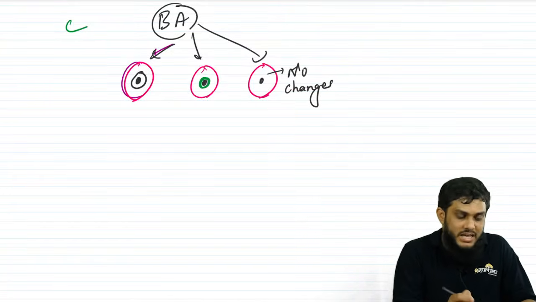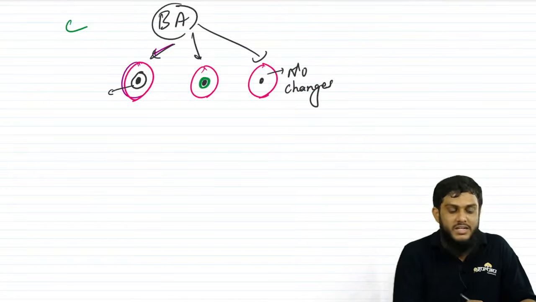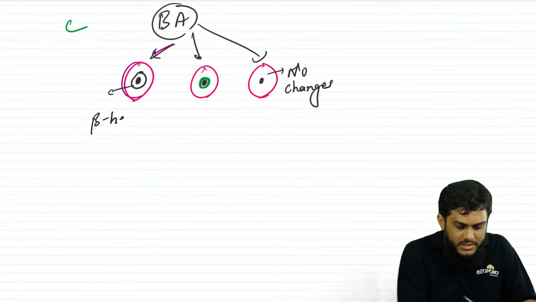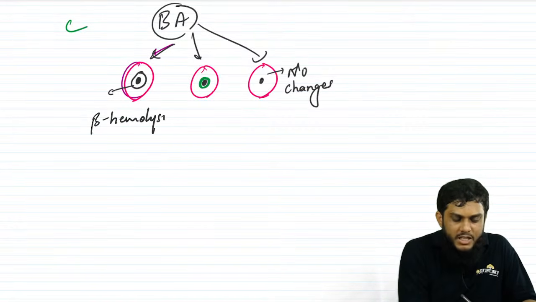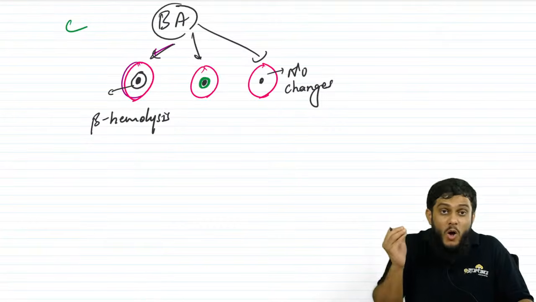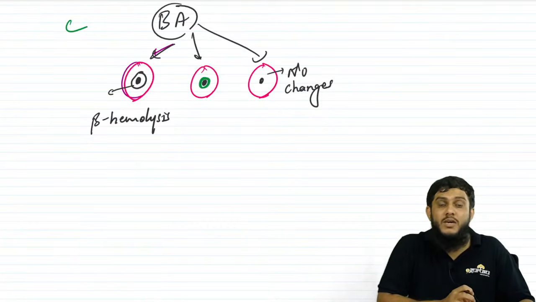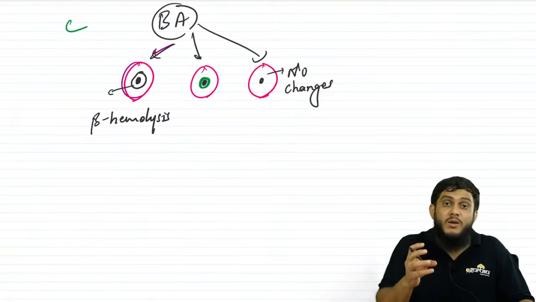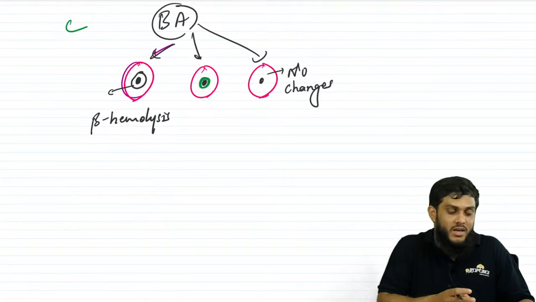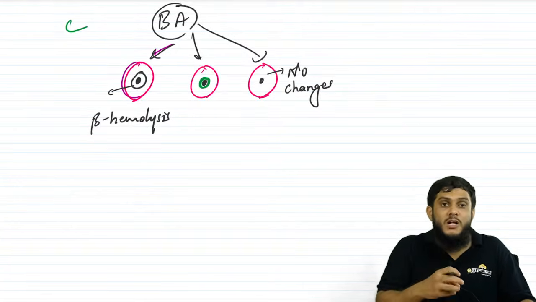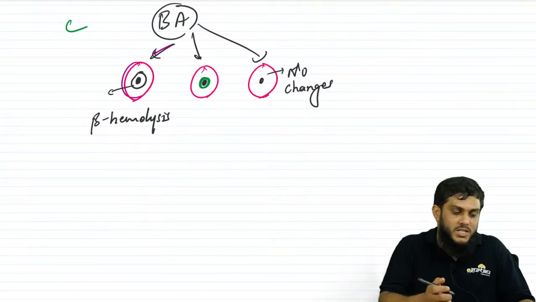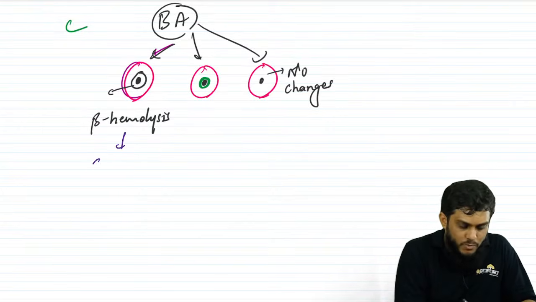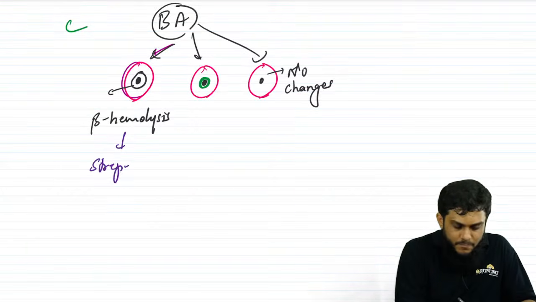Now when we see a clear halo, this is beta hemolysis, that is complete hemolysis. Complete breakdown of RBC is known as beta hemolysis. Due to complete breakdown of RBC, you can see a clear halo surrounding the colony. Streptococcus agalactiae causes complete hemolysis, that is beta hemolysis. You can think of Streptococcus agalactiae.